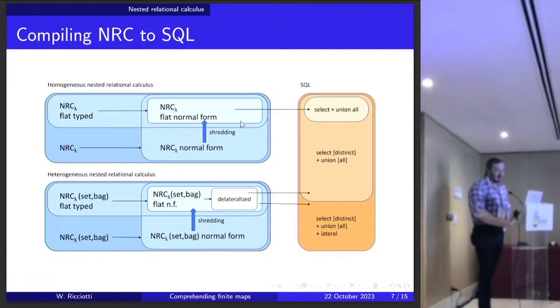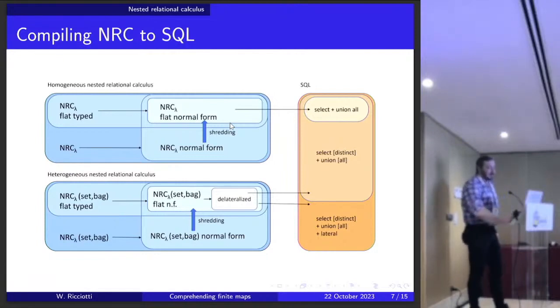This is because there is a result called conservativity that says if you're using nested collections in your query, but the type of your query is flat, then it means that those intermediate nested collections aren't really needed. You can normalize them away and obtain a completely flat query.